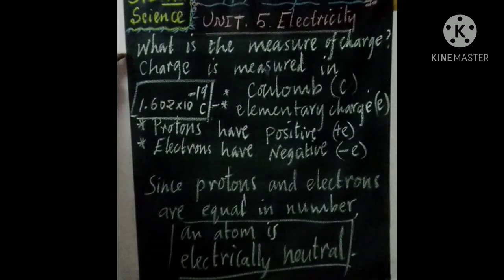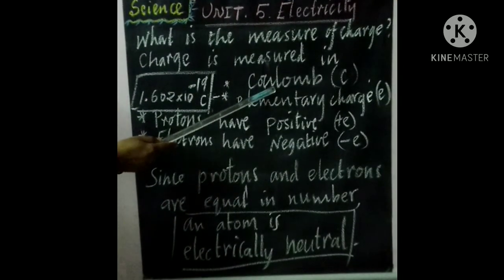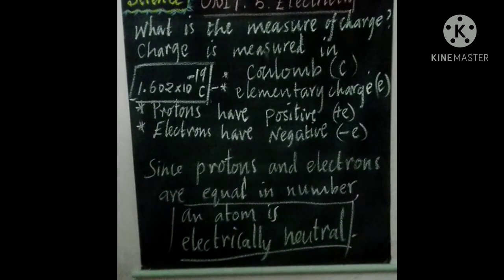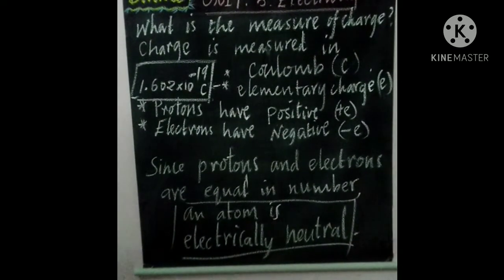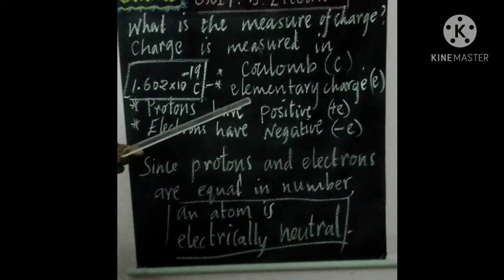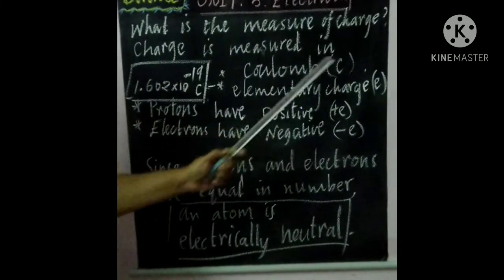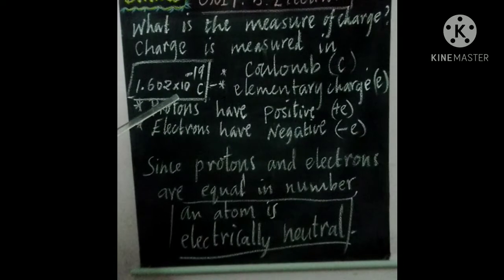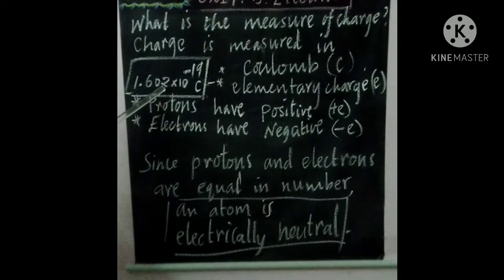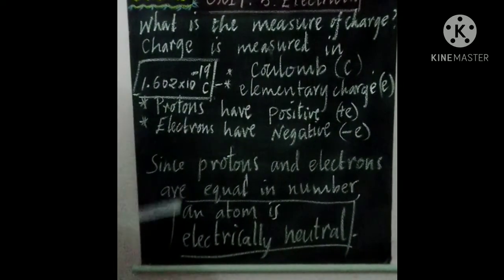Next, what is the measure of charge? The charge is measured in coulomb. Coulomb is denoted by the letter C. A small charge can exist in these particles. That small amount of charge is known as elementary charge, e. It has some value. The value of elementary charge is 1.602 × 10^-19 coulomb.